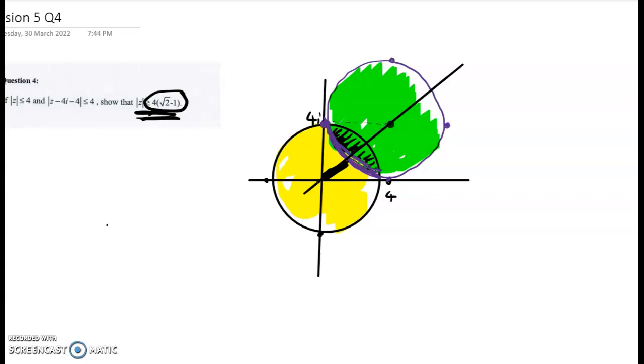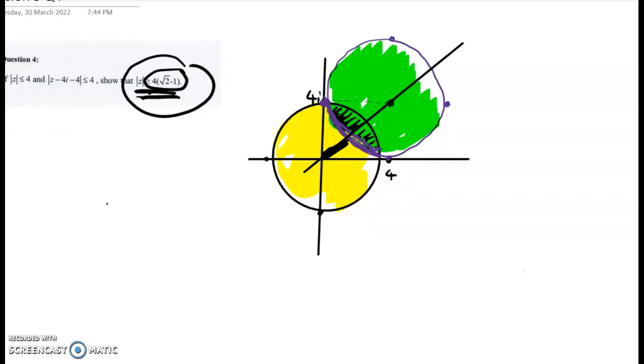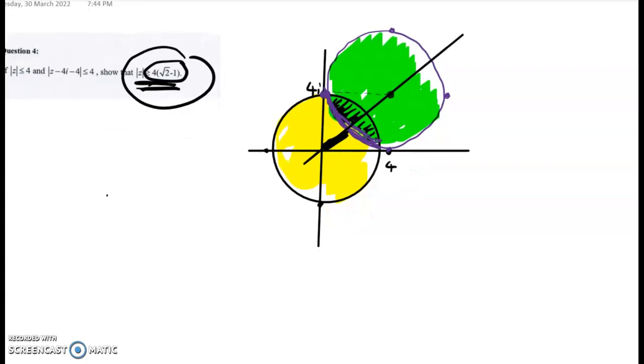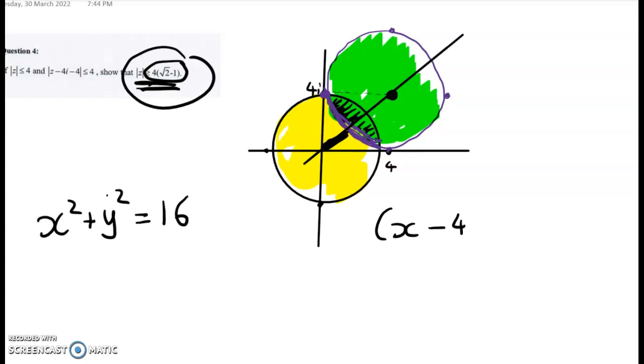So there are a couple of ways to do this last bit, and I've just realized that the way that I've done it is quite a slow and stupid way. But let's just start off with some circle equations. So the first circle, the one that's got the yellow in it, has got equation x squared plus y squared is equal to 16. The second circle out here is going to have the centre at 4, 4, so it's going to be x minus 4 squared plus y minus 4 squared is equal to 4 squared, which is 16.